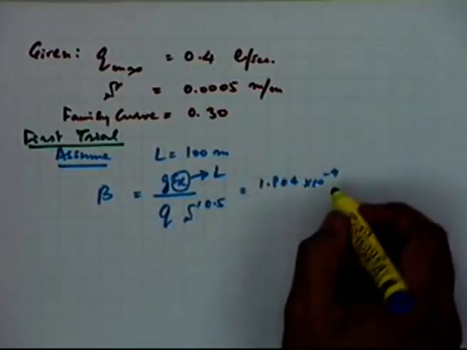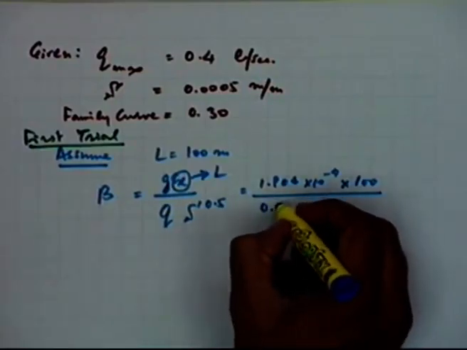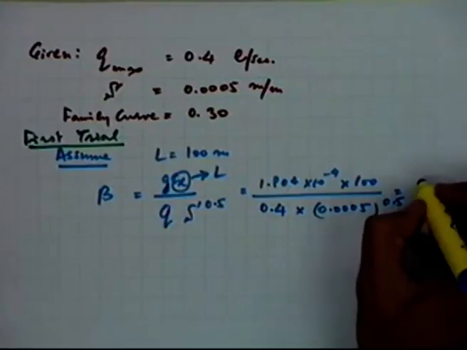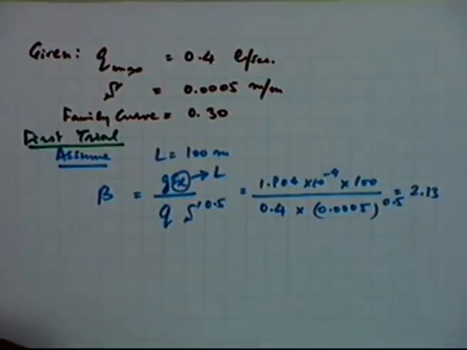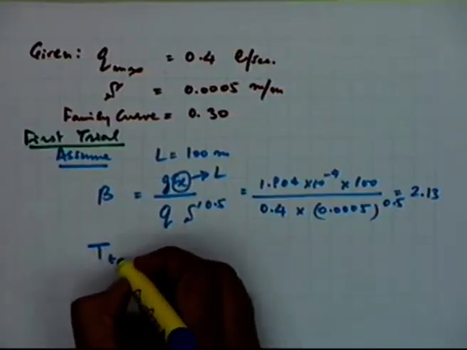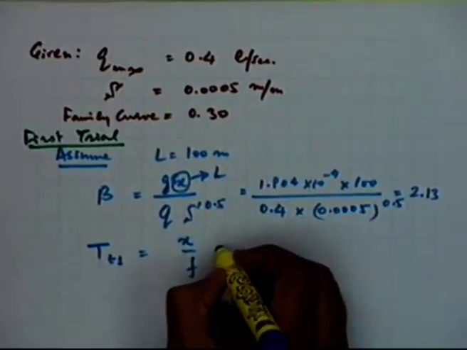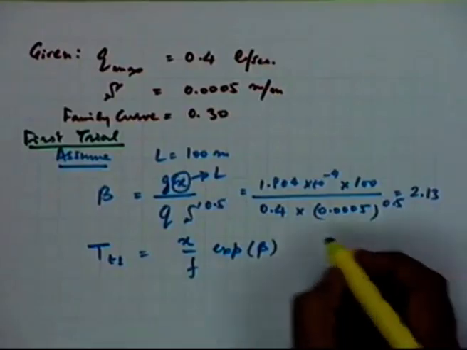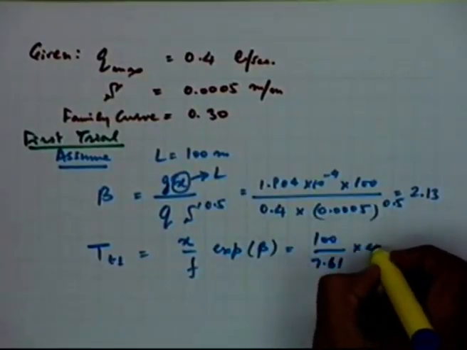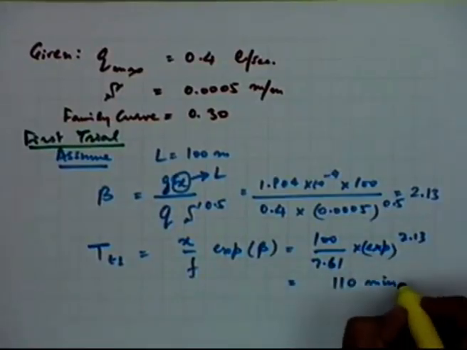This is the value of G with respect to the family curve, into 100 meters, and Q is known to be 0.4 liters per second, 0.005 to the power 0.5, and this is 2.13. Now with this beta, you can find out the advance time. I'll call it T1 because it's the first trial. All these relationships we have seen earlier. So this will evaluate to be, with the exponent of beta being 2.13, 110 minutes.